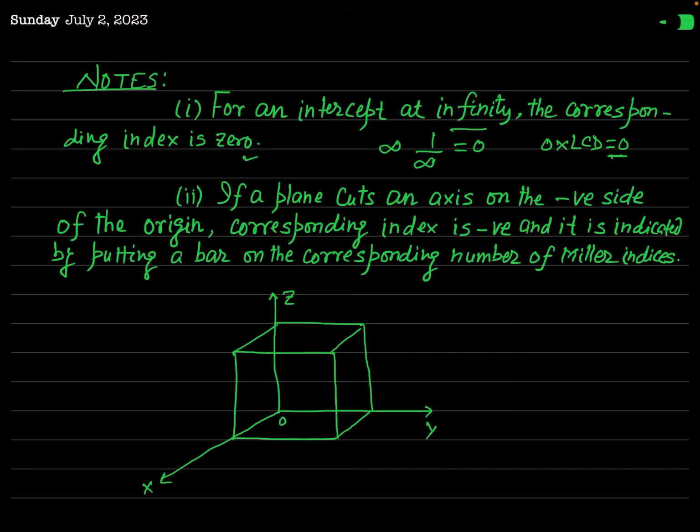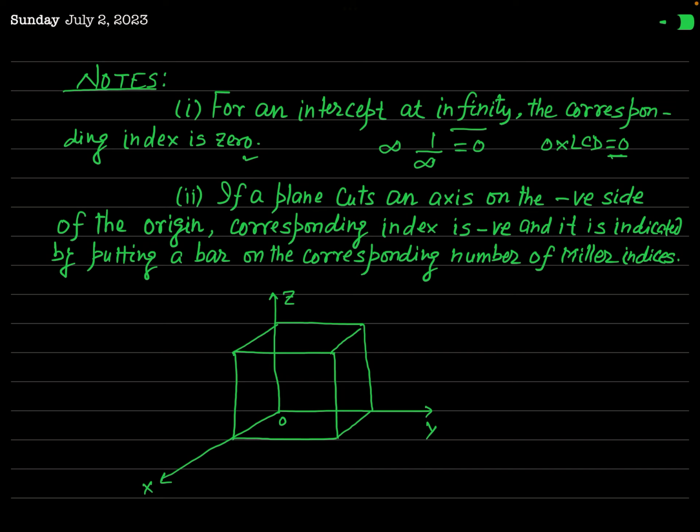Now it is also possible that a crystal plane will cut or intersect the crystallographic axis on the negative side of the origin, and in several cases we also shift the origin. You will see in the second part of the lecture when we discuss the direction, that to find the direction we can shift the position of the origin. So in this condition the intercept may be negative if it is on the left side of the origin or on the downward side of the origin.